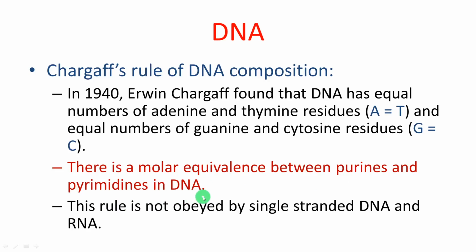Keep one thing in mind, that in double-stranded DNA or double helical structure of DNA, whatever ladder structure we observe, that ladder structure involves the pairing of purines with pyrimidines. And whatever will be the number of purines, exactly that much will be the number of pyrimidines. And hence we can say that there is molar equivalence between purines and pyrimidines. Means whatever will be the number of purine residues, exactly that much will be the number of pyrimidine residues.